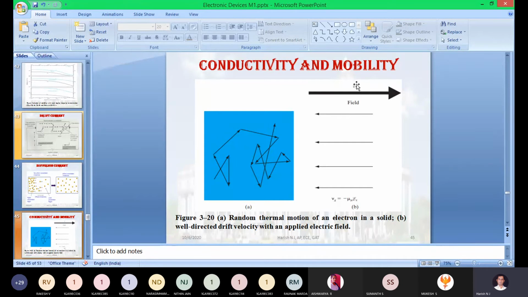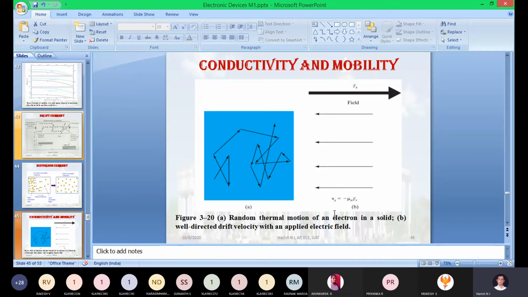Let us take the epsilon. Epsilon we are using for designating the electric field. Epsilon x stands for applying electric field in the x direction. But the velocity of the electron, just check it out here. Velocity of the electron will be equal to minus mu n epsilon x. Mu n stands for mobility of the electron. Mu suffix n is the mobility of the electron, mu p is the mobility of the hole.